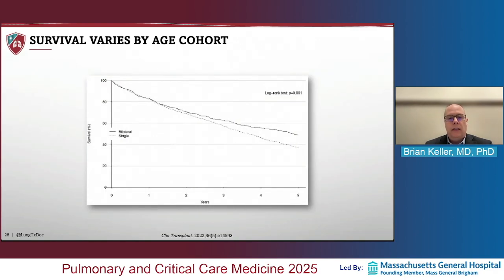We also know that in general, bilateral lung transplants, if you take all transplant patients, those who receive a bilateral lung transplant typically have a longer survival. This is generally true, although in the patient cohort over the age of 70, this difference is much smaller. And so this, I think, allows us an opportunity to consider single lung transplant more often in this age cohort than we would in the younger patients.